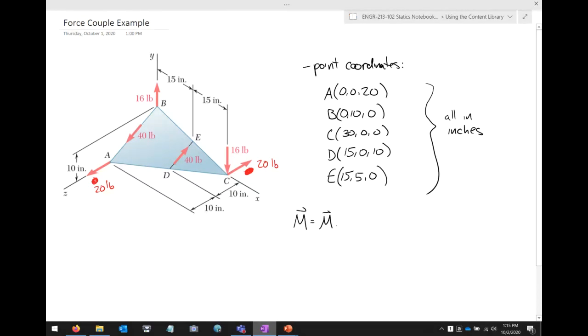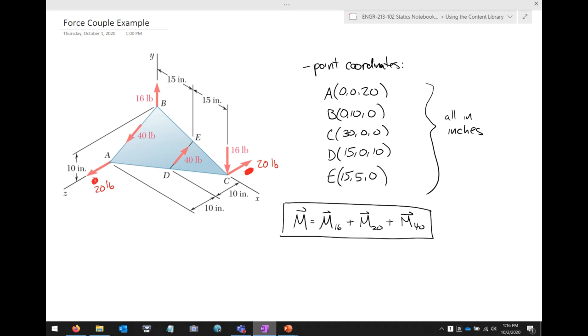So I propose that what we're going to do is sum up the moment from the 16-pound force couple, plus the moment from the 20-pound force couple, plus the moment from the 40-pound couple. So this is ultimately what we're trying to do. If I can determine three vectors for each of these force couples, then I can just add them together and I'm good. I'm rocking and rolling.